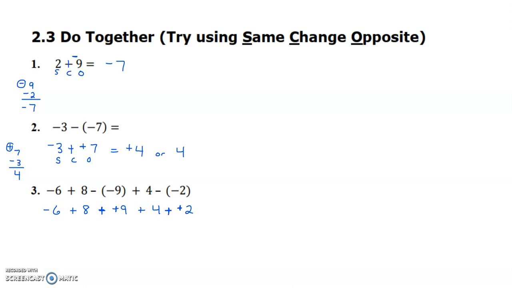And now I can combine my positives with positives and my negatives with negatives. I have many positive integers, so I'm going to combine them. 8 plus 2 is 10, plus 9 is 19, plus 4 is 23. So I have a positive 23 plus a negative 6. Again, the signs are different, so I'm going to subtract, keeping the sign of the larger number. 23 minus 6 is 17, and this is going to be a positive 17.